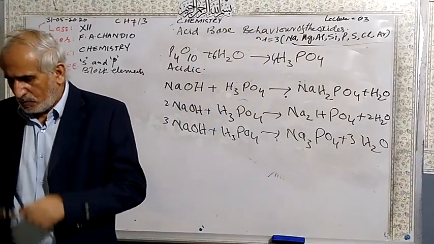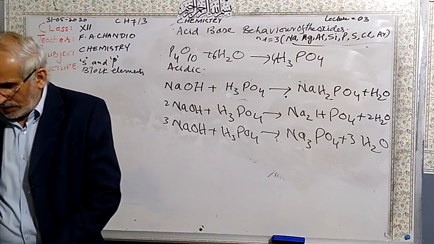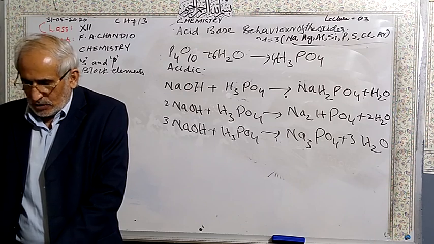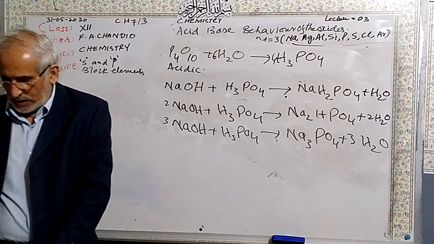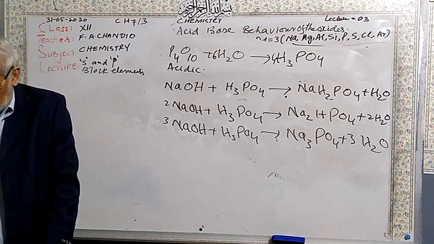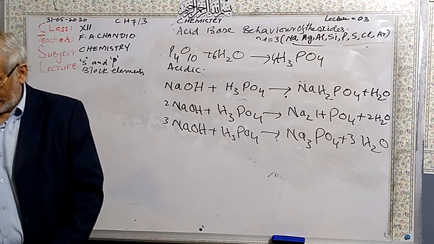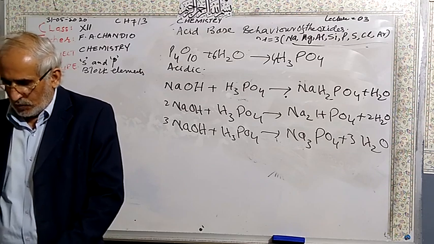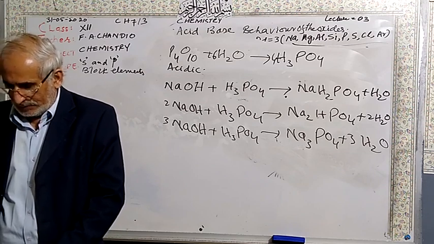So if you add all these chemical reactions, you will get 12 sodium hydroxide, phosphorus pentoxide, and sodium phosphate and water molecules. If you add all these, you will get this.